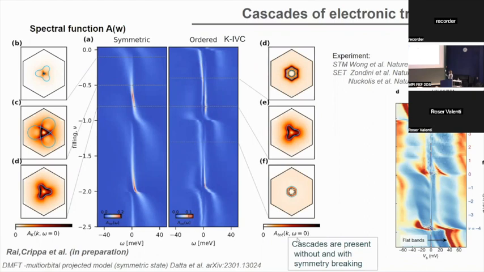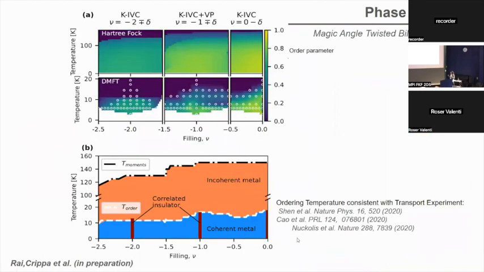What is important, and this was in fact remarked in this nice work, is that these cascades are observed whether or not you have symmetry breaking. So now, of course, we can write down a phase diagram from this model and see how much this phase diagram is in agreement with the experimental observations.